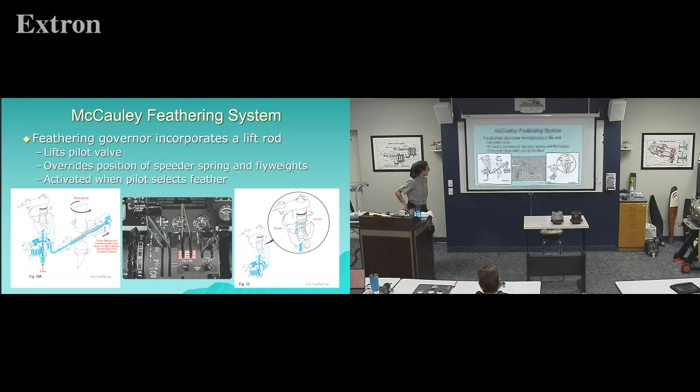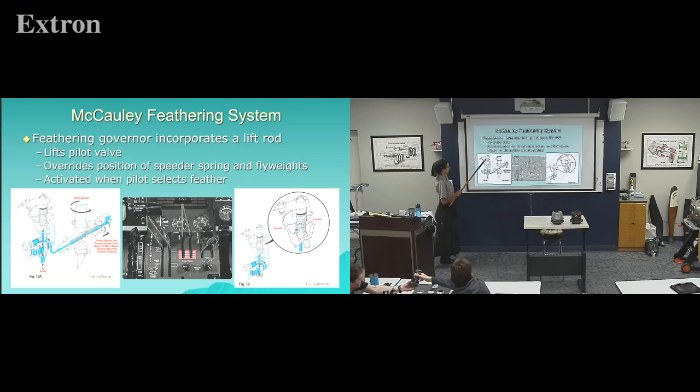So what happens is when the pilot moves the cockpit control, the prop control, back into feather, like we do on the King Air, is more fancy because it's a PT6. This is more so for recip featherable props like the Apache.